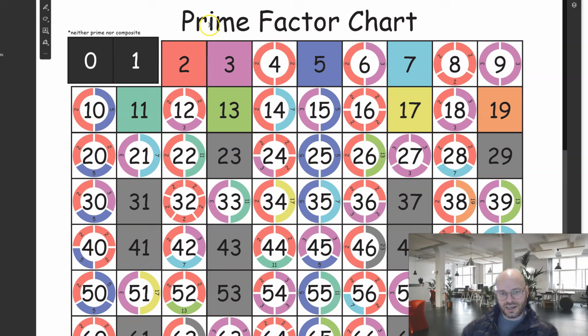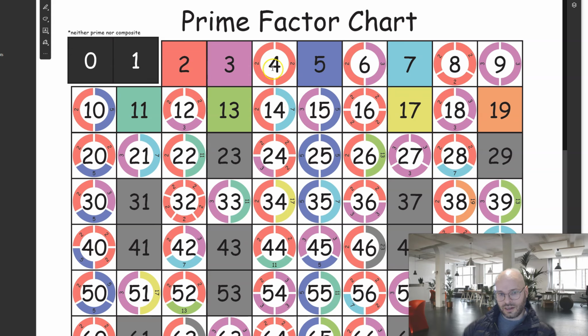A prime factor chart tells you all the numbers and the prime factors that go into each number. So you can see 0 and 1, they're neither prime nor composite, they're just whatever they want to be. But then you've got 2, 3, 5, 7, 11, 13 and so on. These are the prime numbers. These numbers make up all the composite numbers. Your composite numbers are 4, 6, 8, 9, 10, 12, 14, 15 and so on.